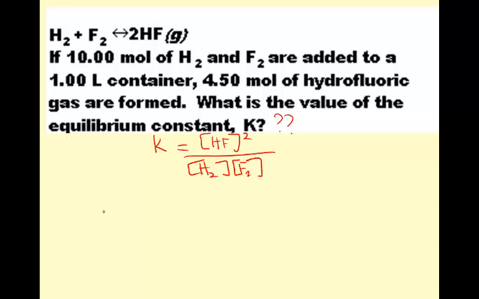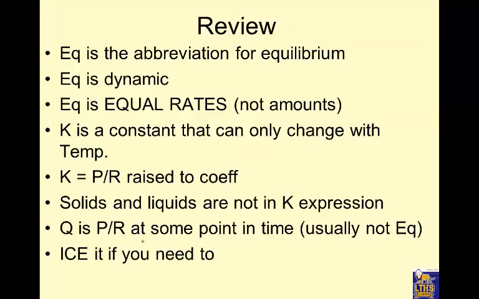Okay, so let's ICE it. Ice baby. Here we go. Initially, for H2, we have 10 moles divided by 1 liter. We have 10 molar H2. All right. Initially, F2, we have 10 molar F2. Initially, HF, we have 0. All right. It's going to change, though. To get to equilibrium, we have to have some of everything. And since we don't have any HF, we know that's the way it's got to shift.